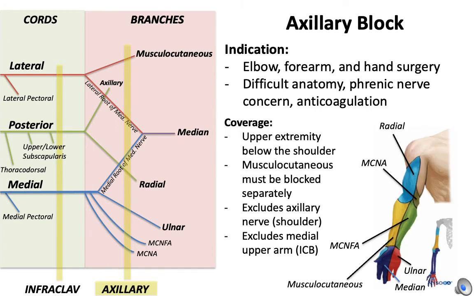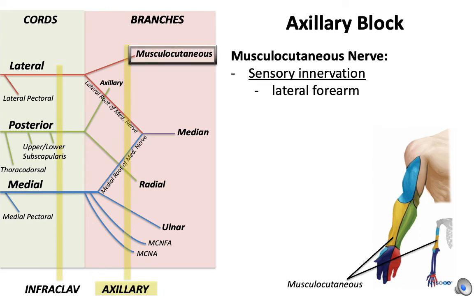This block provides coverage of the upper extremity below the shoulder. Of note, the axillary nerve, which gives sensation to the lateral shoulder, is not covered by the axillary block. We will pause here to briefly touch on each of the terminal branches, beginning with the purely sensory nerves of the arm. The first branch is the musculocutaneous nerve, which not only provides sensory innervation to the lateral forearm, but is also responsible for sensory innervation to the humerus.